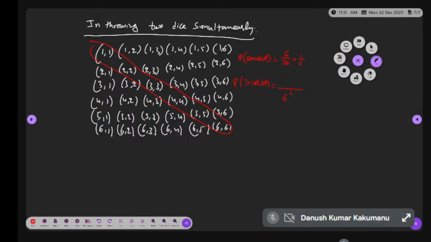How many triplets? Here doublets, no? What are the triplets? 6 only. What are the triplets? 1 1 1, 2 2 2, 3 3 3, 4 4 4, 5 5 5, 6 6 6. How many triplets? 6. 6 by 6 cube. What is the answer here? 1 by 36. Doublet comes in which case? When 2 dice are thrown. Triplet, when 3 dice are thrown. Is it clear? Okay.